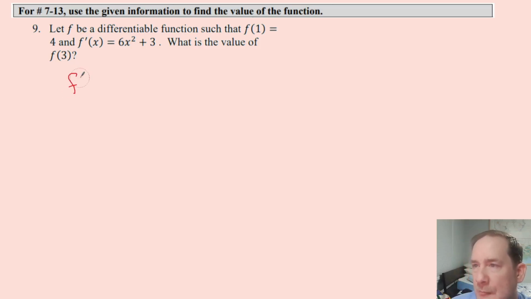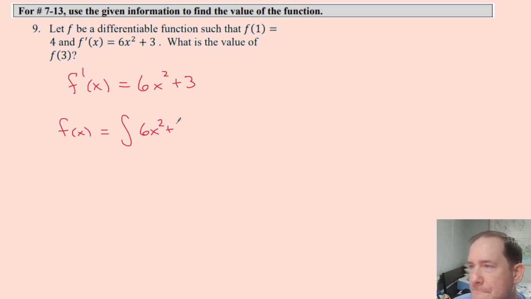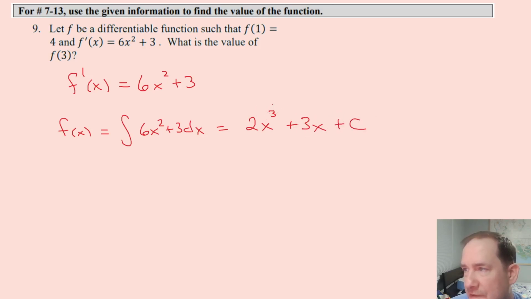Again, if f prime of x is 6x squared plus 3, then for us to find f of x, we need to do the integral of 6x squared plus 3. And of course that's going to be an x that is cubed with a coefficient of 2 on it, plus a 3x. But technically with a plus c, again, because that's our general antiderivative.